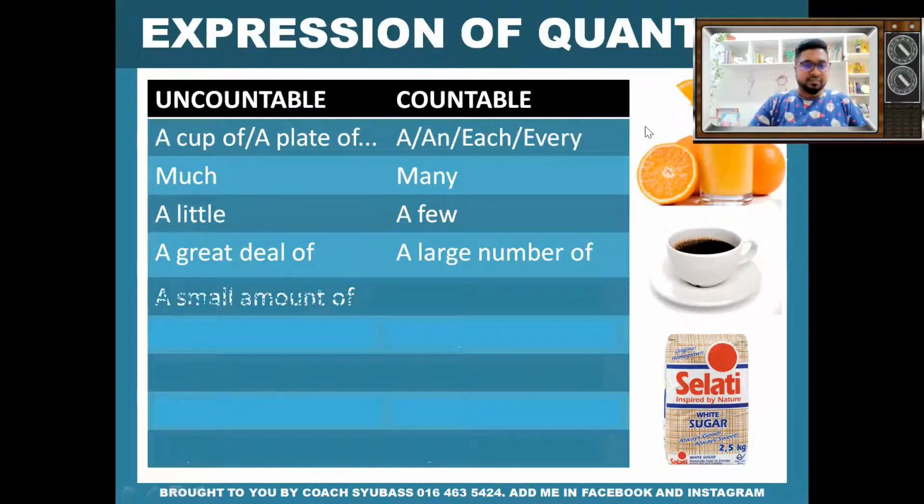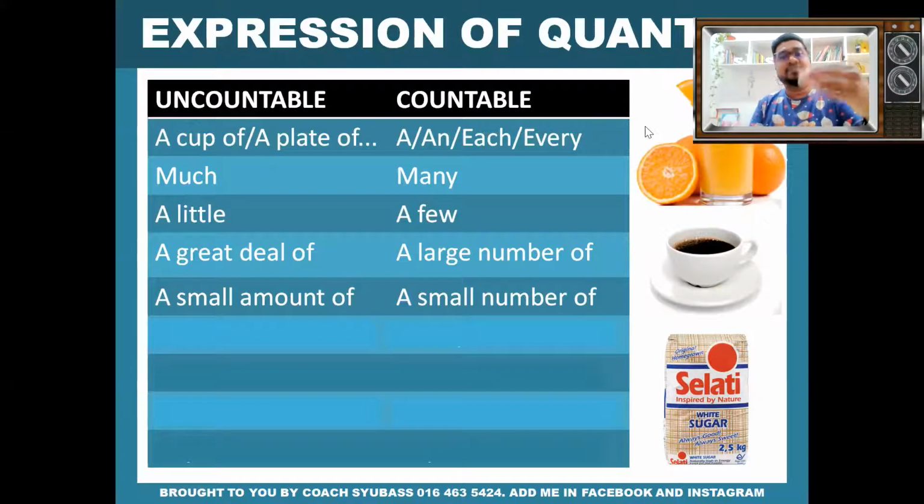Okay, next. A small amount of, satu kuantiti yang kecil. Untuk tak boleh kira. A small number of, sebilangan yang kecil. A large number of, sebilangan besar. A small number of, sebilangan kecil. Dua-dua pun boleh kira. A great deal of, a small amount of, banyak dan sikit, dua-dua tak boleh kira. Some, dua-dua boleh guna. Tapi several, sama maksud dengan some, tapi hanya untuk boleh kira saja.